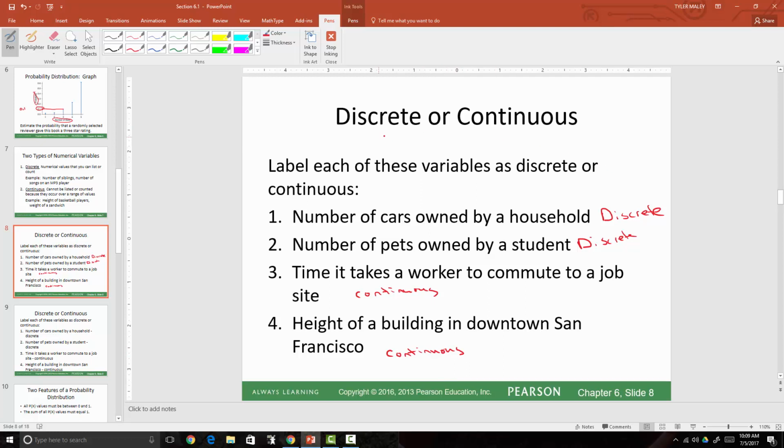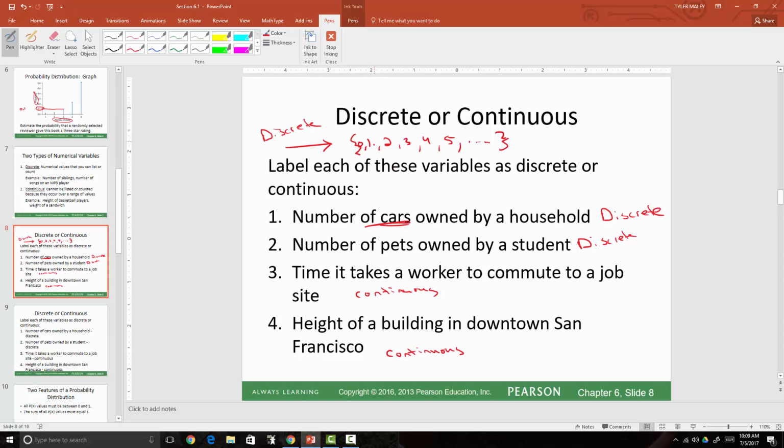In other words, one easy way to know if something is discrete is that the only options are whole counts. We could also include 0, like the number of pets owned by students. You either have 0, 1, 2, 3, 4, 5 pets. We have nothing in between. Same with number of cars. So this is discrete.